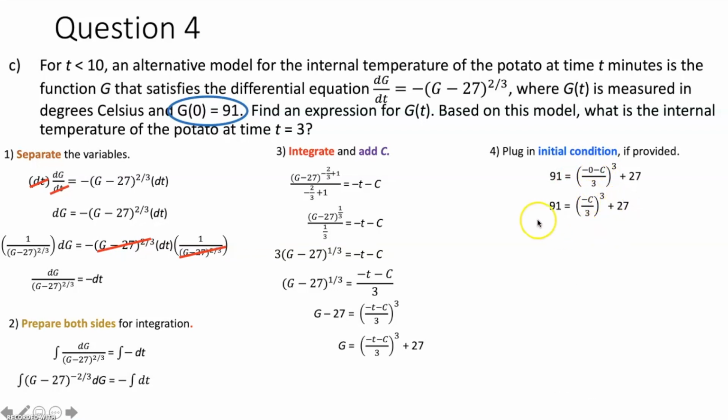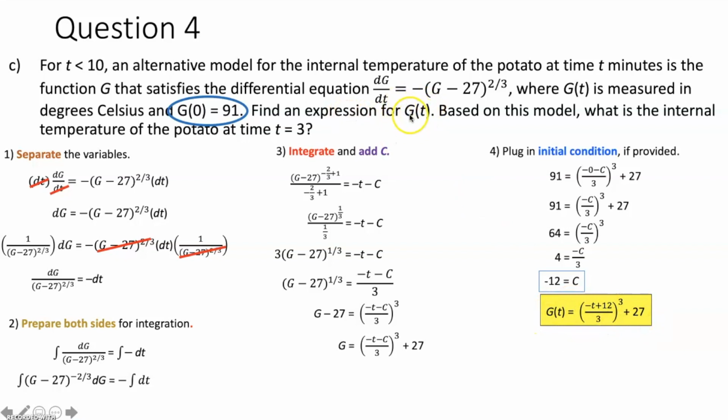We then subtract 27 on both sides, cube root both sides, and we get 4 is equal to negative c over 3. We multiply both sides by negative 3. We get c is equal to negative 12. So we take negative 12, plug that in for c in our general solution to make it our particular solution. And notice negative 12, when I plug that in for c, negative t minus negative 12 becomes negative t plus 12. Now I have successfully created an expression for g of t.